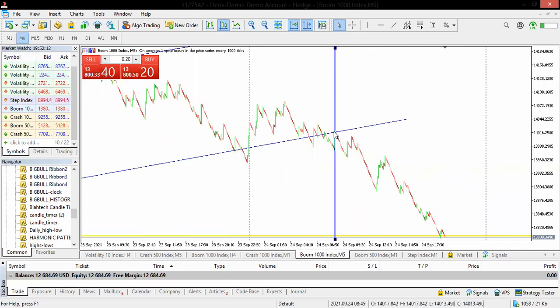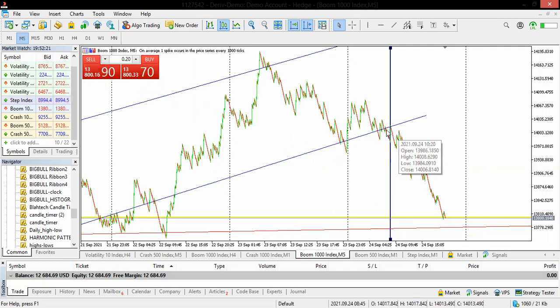Can we see what happened here? Am I lying? Is it not it? It broke out, came to retest, then we start going down. It doesn't stop there. Let's go to 1 minute.